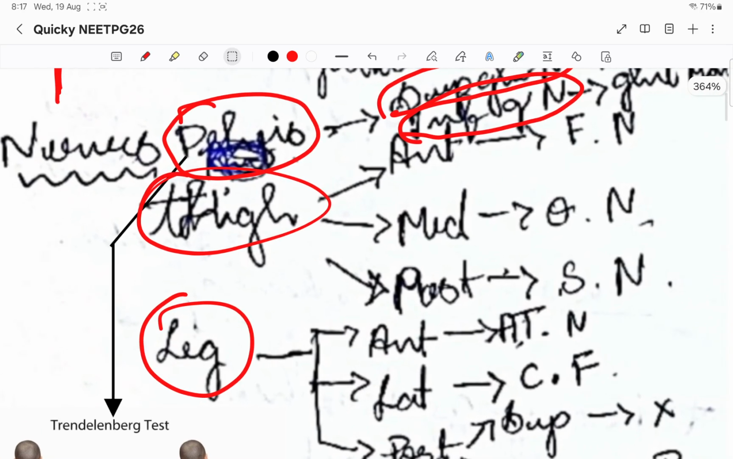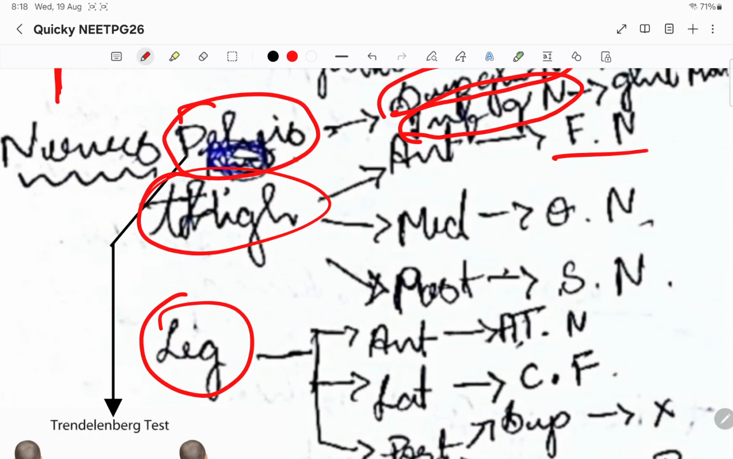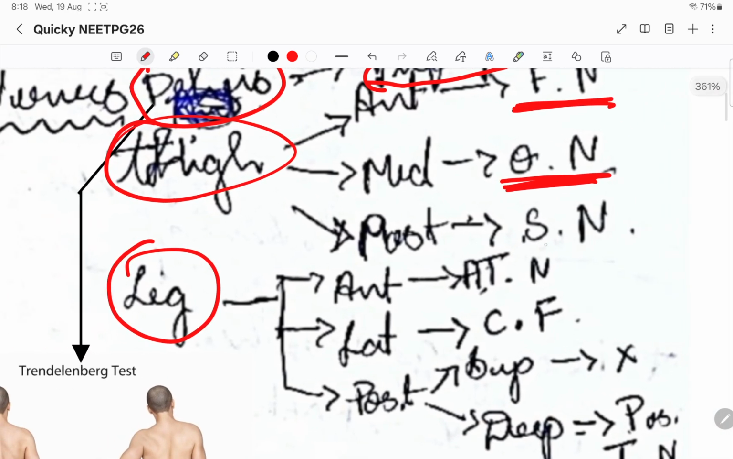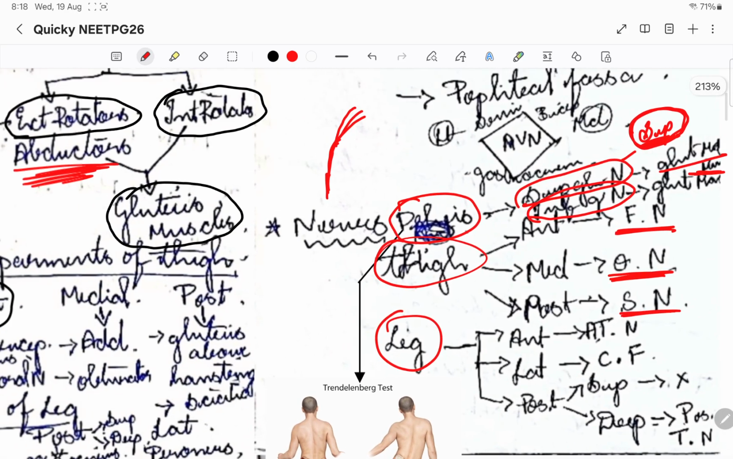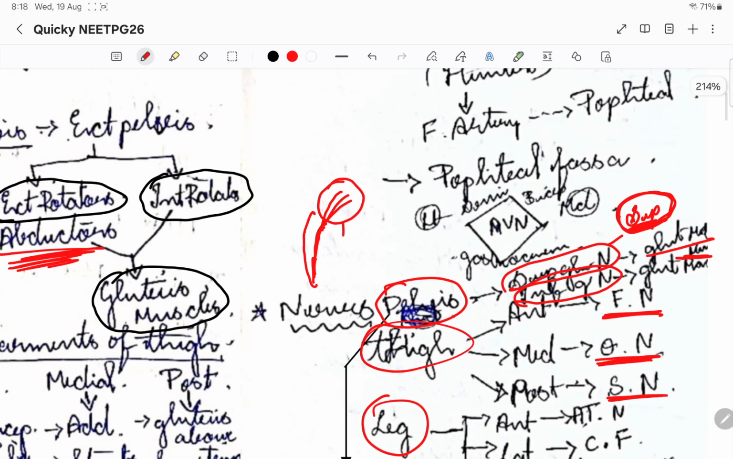Then coming to the thigh, I told you there is the anterior compartment, medial compartment, and posterior compartment. The anterior compartment, as I told you earlier, is supplied by the femoral nerve, and the medial compartment, the adductor compartment, is supplied by the obturator nerve. The posterior compartment is supplied by the sciatic nerve, the thickest nerve, right? We were discussing that in the gluteal region there is no supply, but this is the posterior compartment of the thigh where the supply is there.